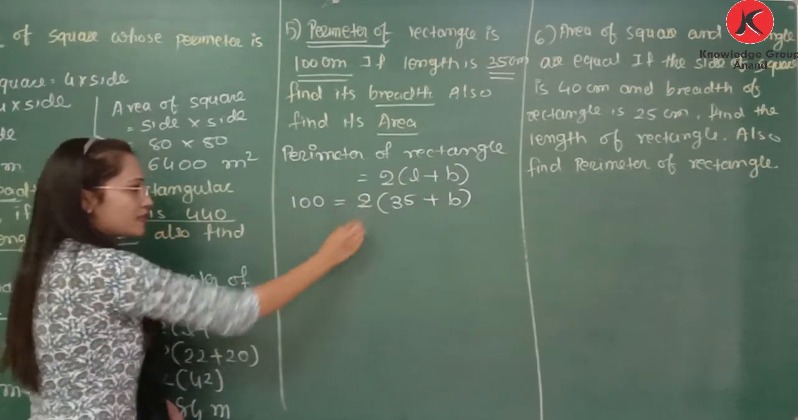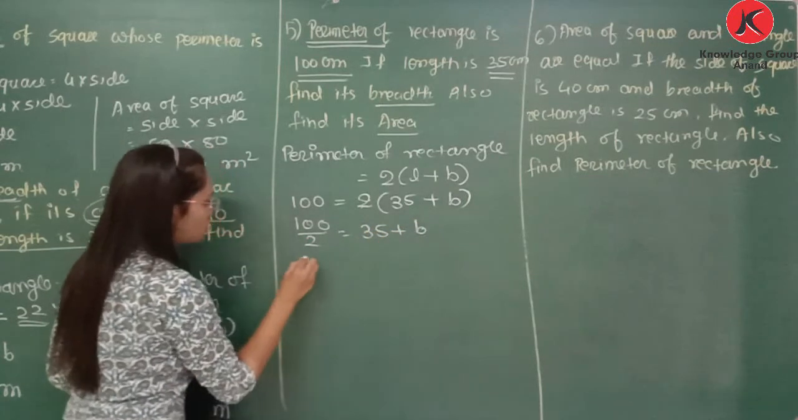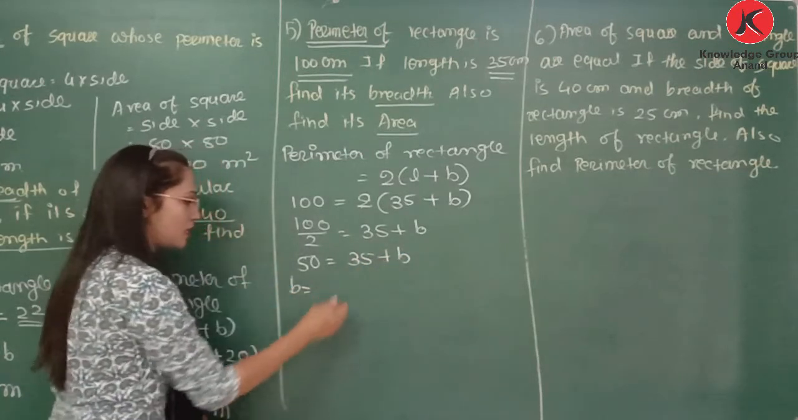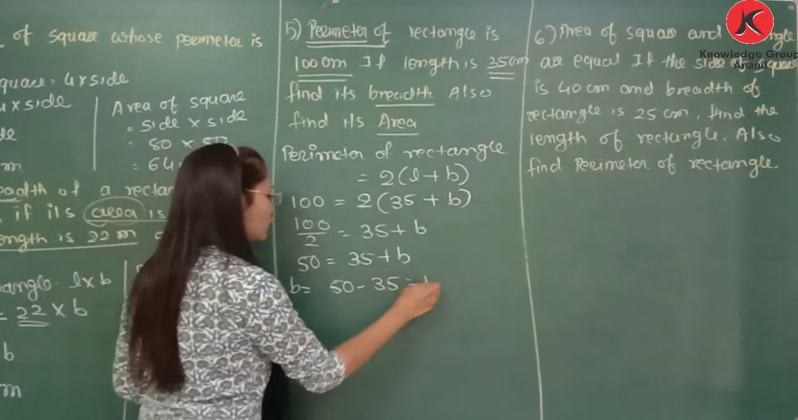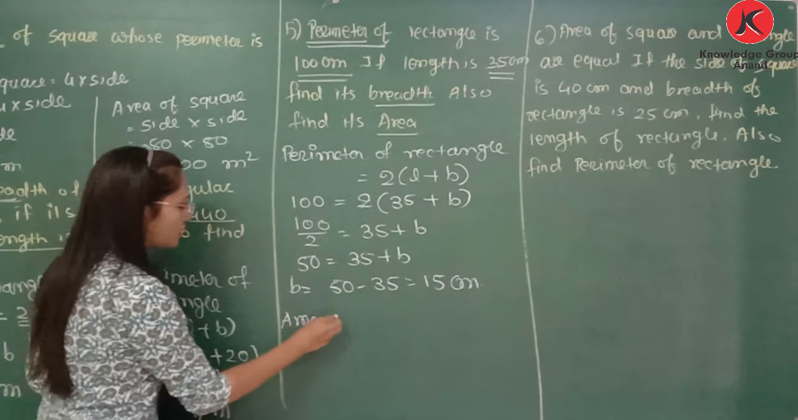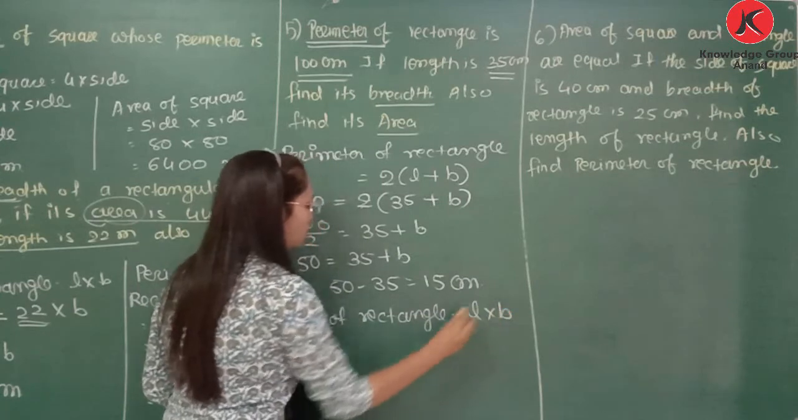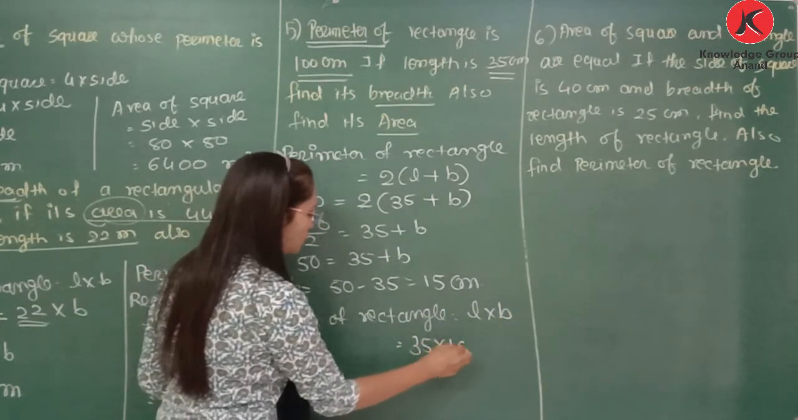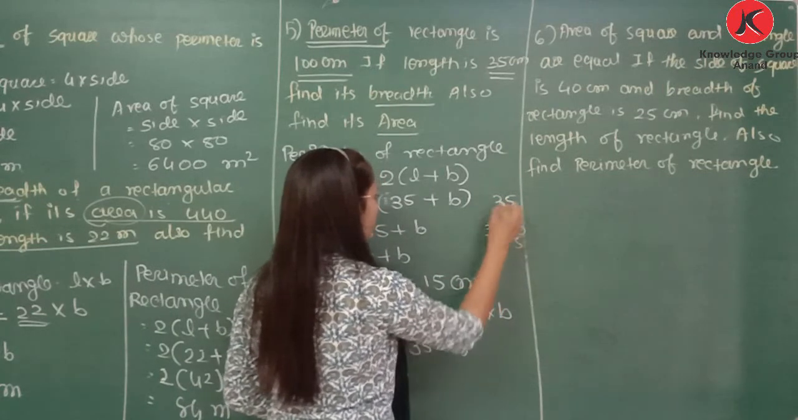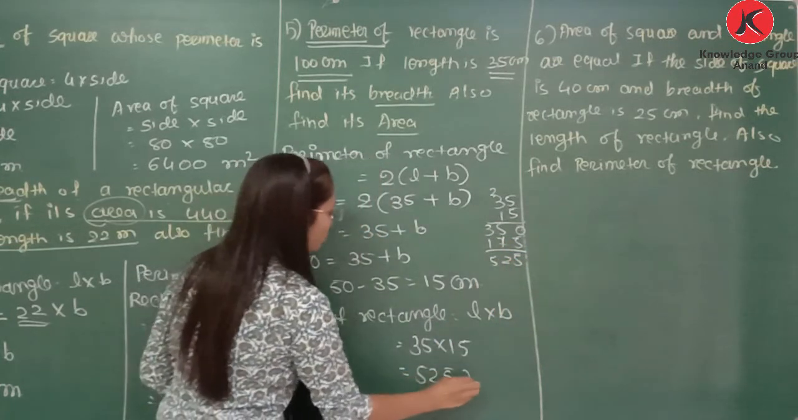So take 2, that is in a multiplication, to become division on the right side. So that is 50 is equal to 35 plus B. So B. Now 35, that is in an addition, becomes subtraction. So it is 15 centimeter. So area of a rectangle, that is L multiplied B. Now length is 35 and breadth is 15. So multiply 35 with 15. So that is 525 centimeter square.